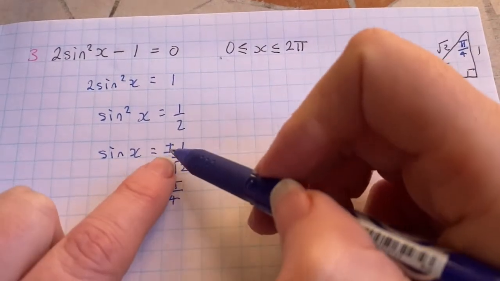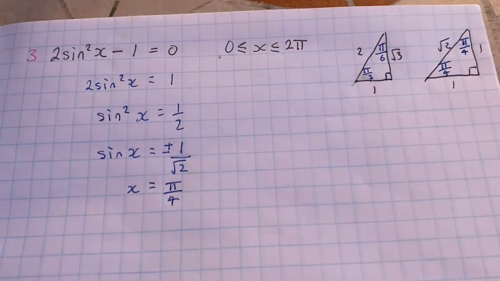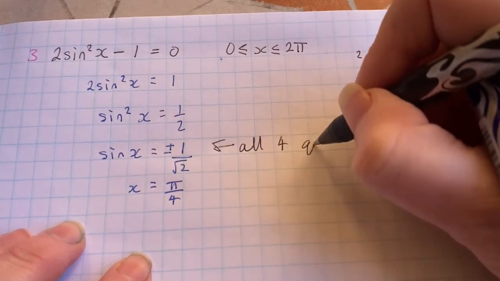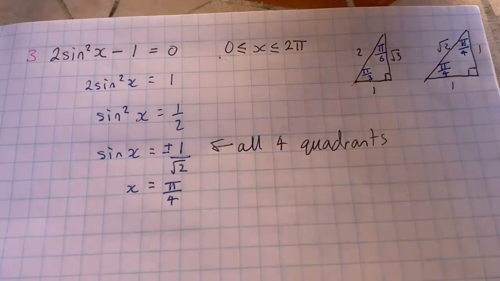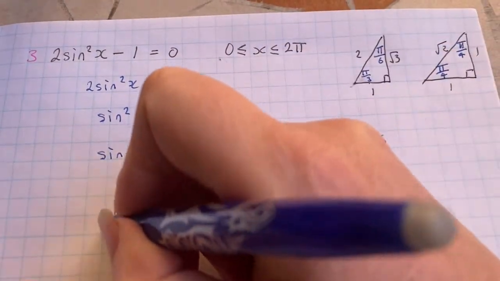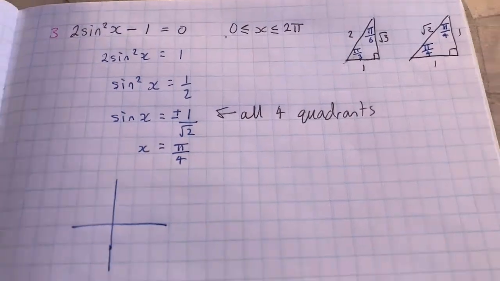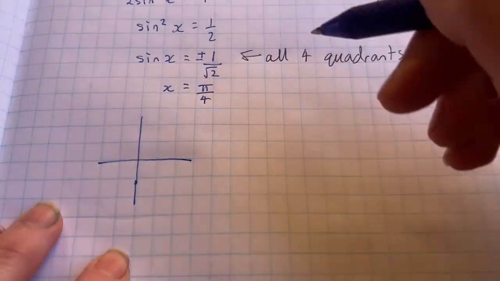Now, because this is plus or minus, that means that we could actually be in all 4 quadrants. Okay, positive or negative, it does not matter. All 4 quadrants. So let's draw it. We're in all 4 quadrants. I'm not going to write the all stations to central because it's positive or negative everywhere.